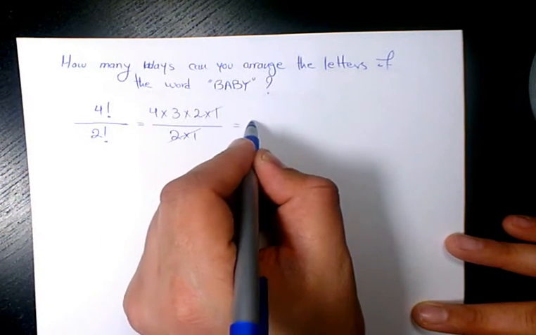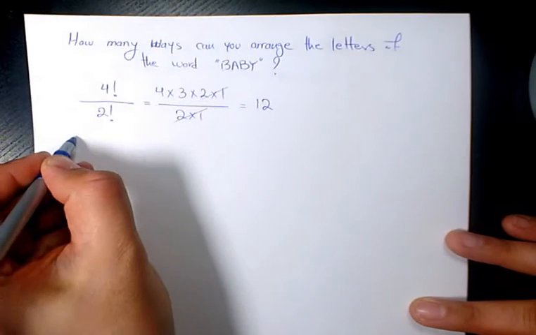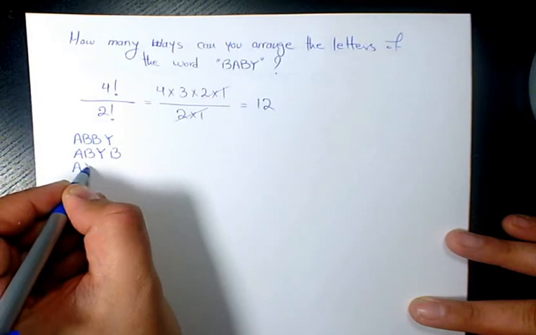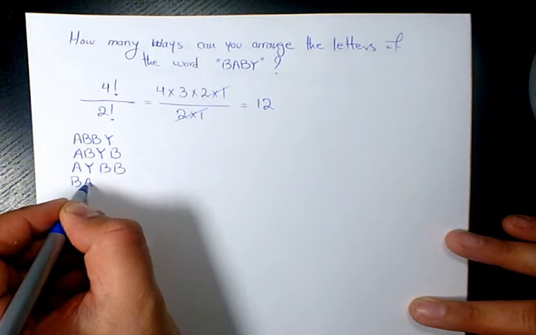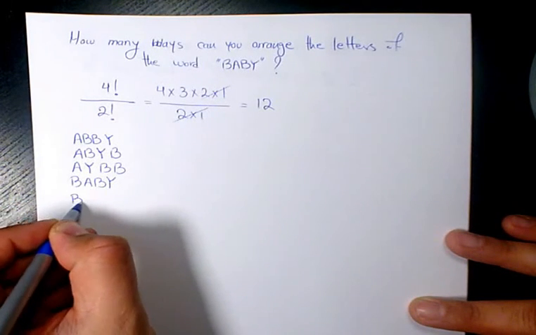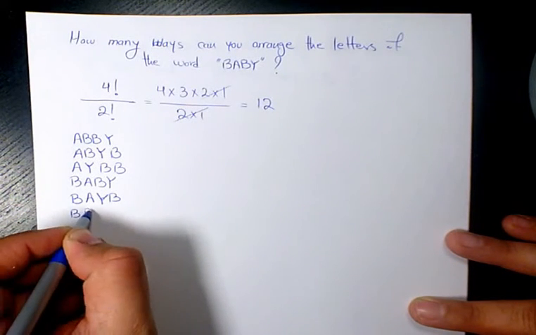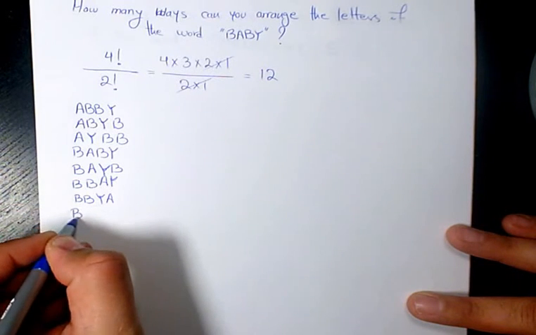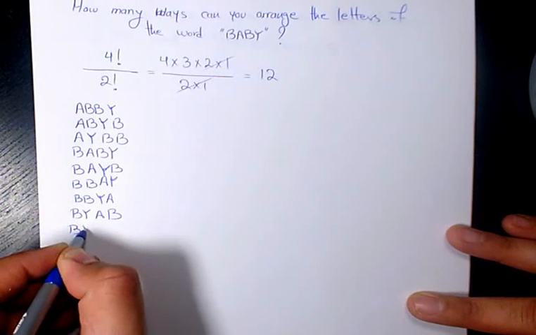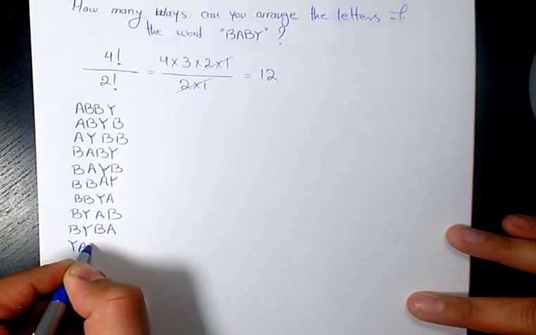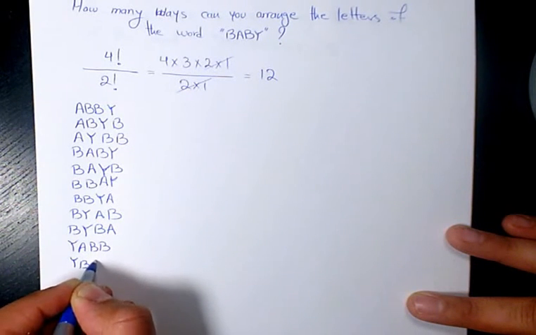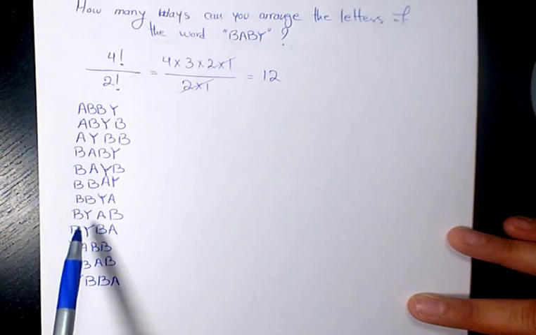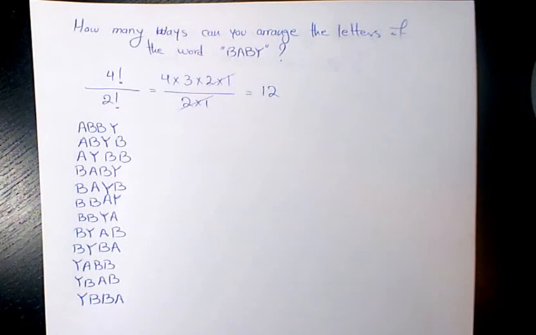It's just going to be 4 times 3, and that's going to be 12, which will be like A, B, B, Y; A, B, Y, B; A, Y, B, B; B, A, B, Y; B, A, Y, B; B, B, A, Y; B, B, Y, A; B, Y, A, B; B, Y, B, A; Y, A, B, B; Y, B, A, B; and Y, B, B, A. 1, 2, 3, 4, 5, 6, 7, 8, 9, 10, 11, 12. So these are 12 different ways to arrange the letters of the word baby.